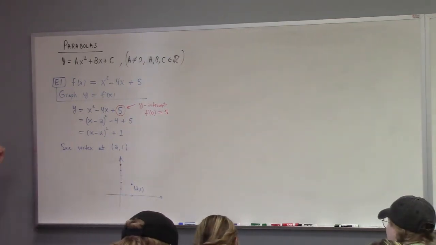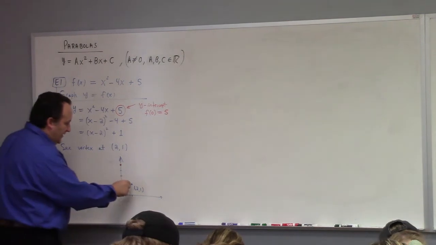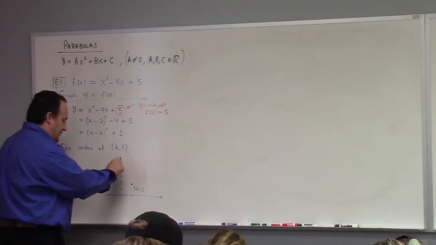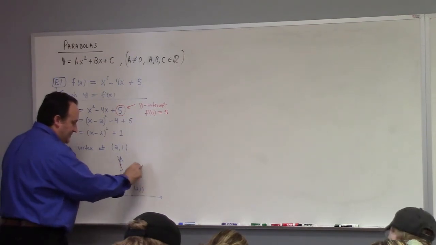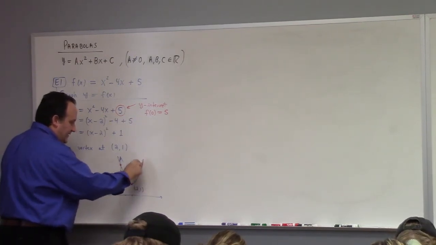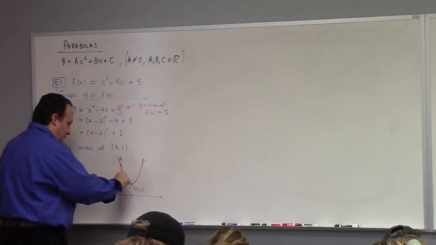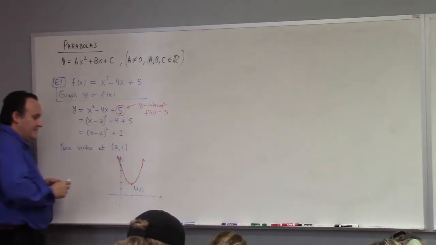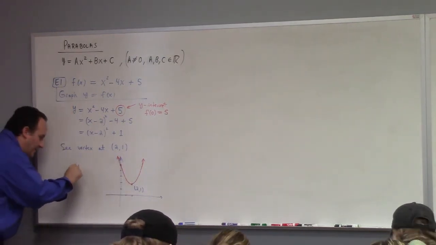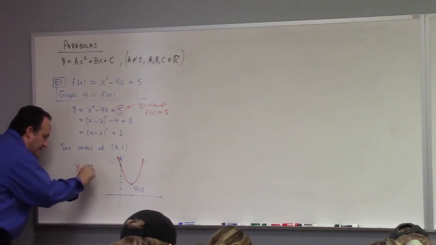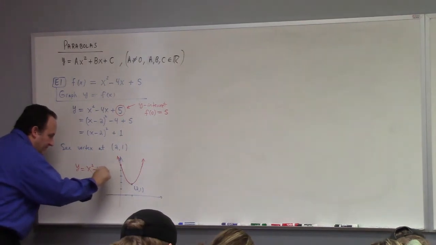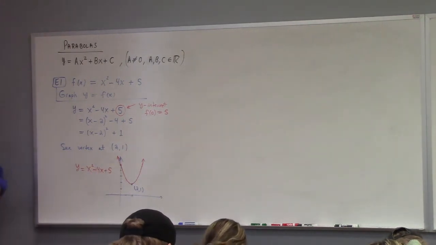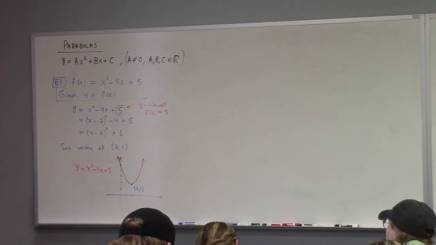And then the way it works is the parabola is always going to be symmetric about its vertex. So if I just mirror that like this, there you go. That's the graph of this parabola. That's the graph of y equals x squared minus 4x plus 5. Okay? Let's look at another example.